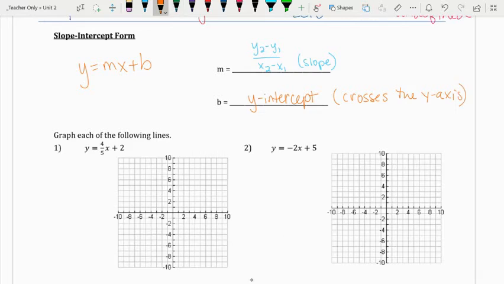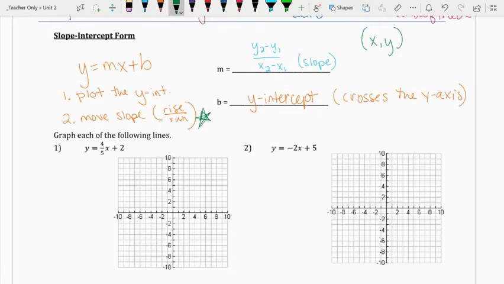Okay, so step number 1 would be to plot the y-intercept. Step number 2, move slope, which is rise over run. Okay, one little side note here. Remember that every point is x comma y. So you do need to move left and right before you move up and down, which is kind of the opposite when you get to slope, because slope is rise over run. So you're going up and down before you go left and right.